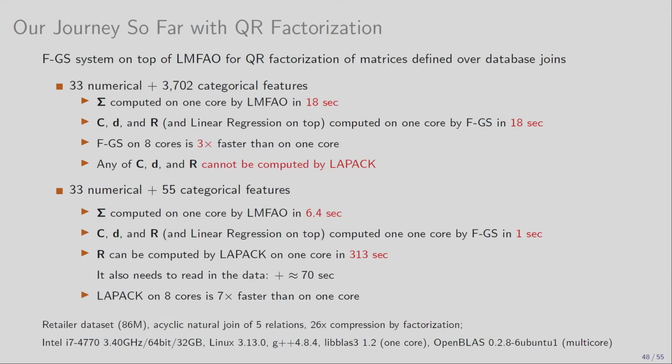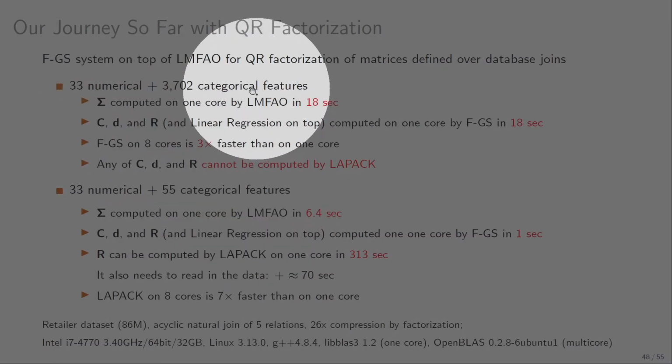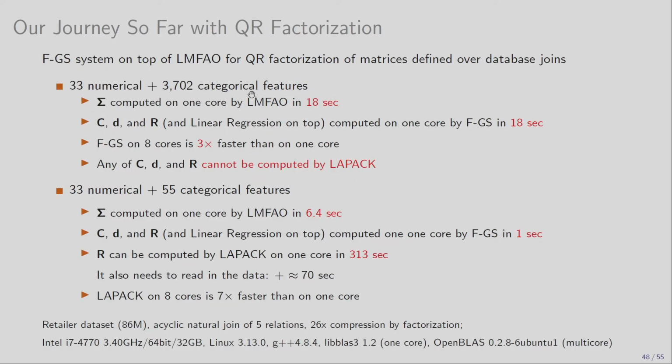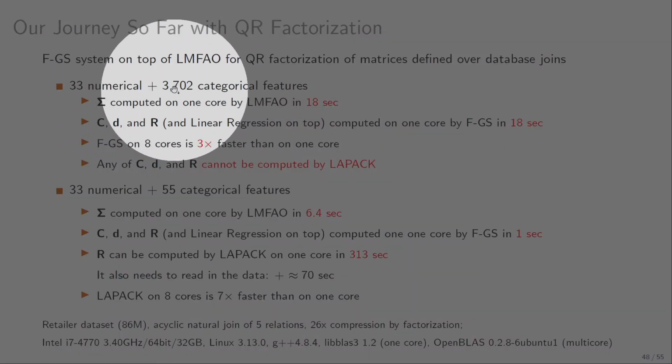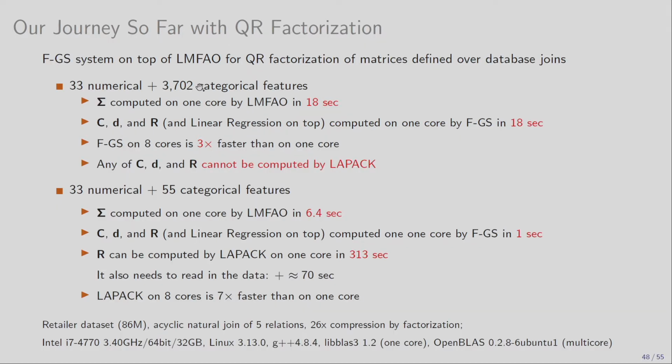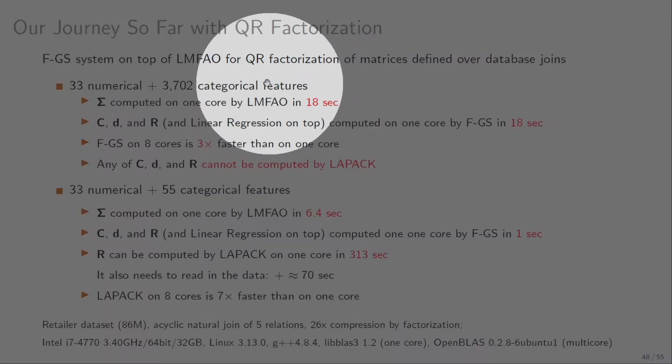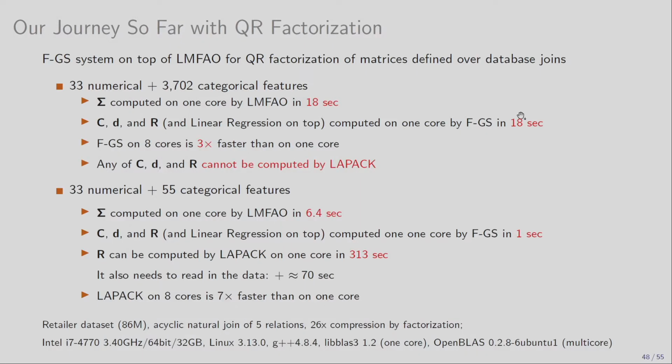So we implemented a prototype to see how this works, and we realized that, for instance, for the retailer data set I just discussed several times so far, with the 33 numerical features and 3,702 categorical ones, sigma can be computed in 18 seconds. So this is another system with a funny name, but it's 18 seconds it takes to compute it. I already mentioned it at the very beginning of today's presentation. And if you want to compute R, C, and some other vectors we need there, and linear regression on top, it will only be another 18 seconds.